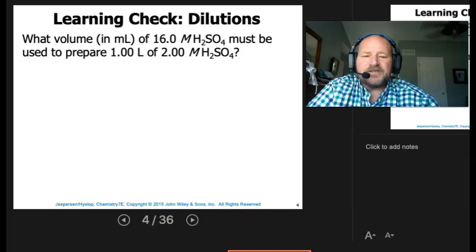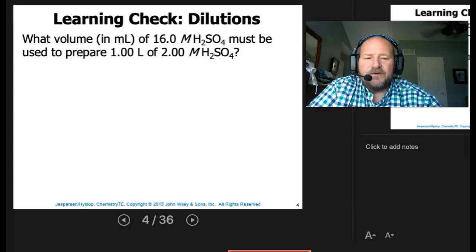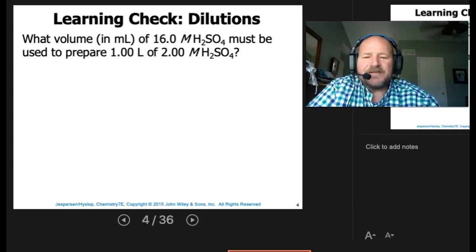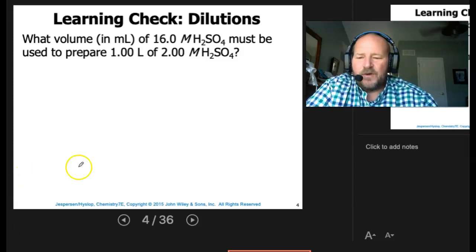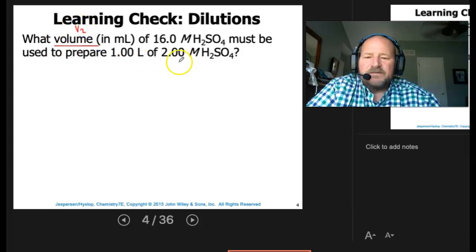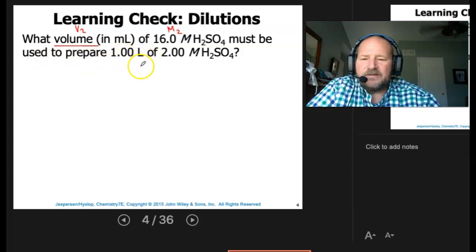All right, so we're going to start by taking our volume times our concentration. We just have to make sure we get them paired up right. Which one we let be V1 and M1 doesn't really matter as long as they're paired correctly. So what volume, so we're going to let that be V2 of 16 molar. So V2, 16 molar, this is going to be M2. Must be used to prepare 1 liter, we'll let that be V1, of 2 molar H2SO4. I'll let that be M1.